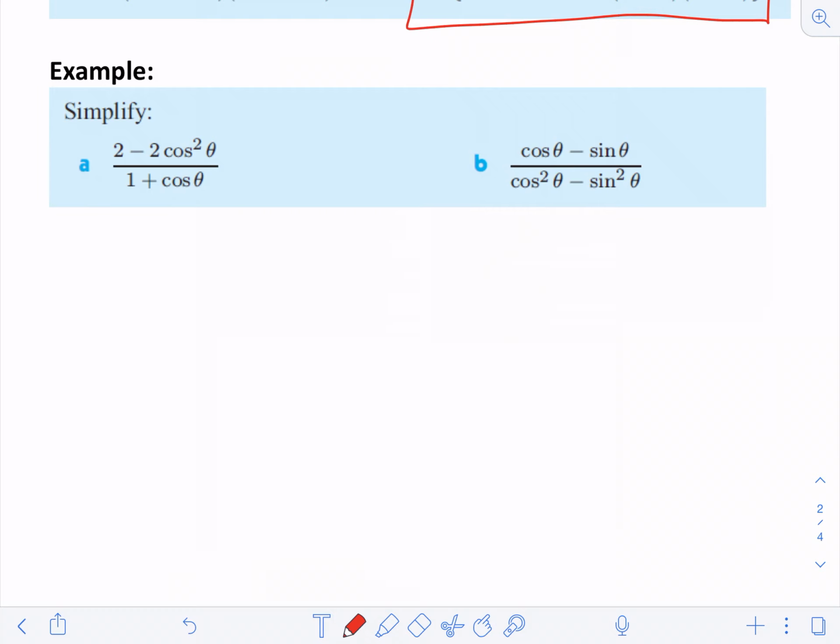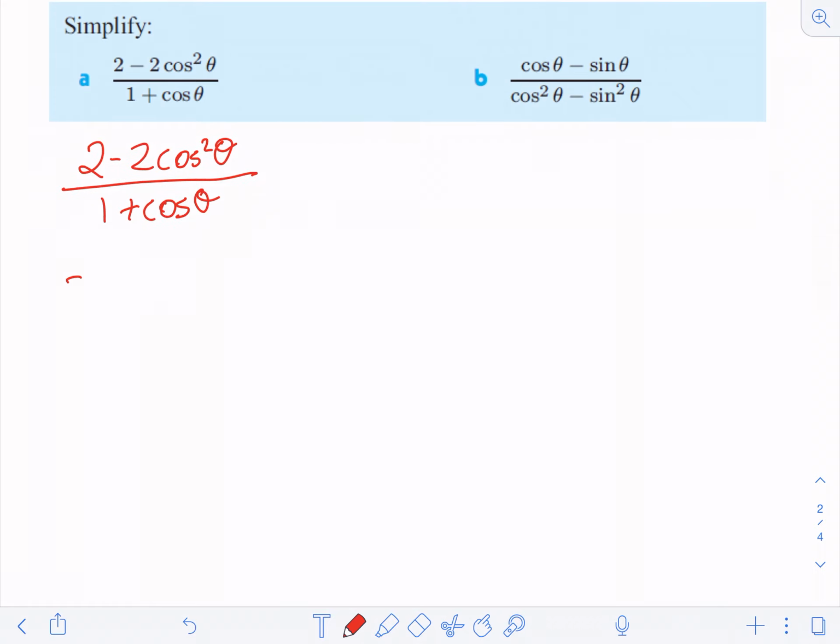So the first one is 2 minus 2 cosine squared theta over 1 plus cosine theta. Let's see if we can factor the top. Well, on the top I can pull out a 2, right? I'm going to be left with 1 minus cosine squared theta, right? And down at the bottom, I have 1 plus cosine theta, okay?